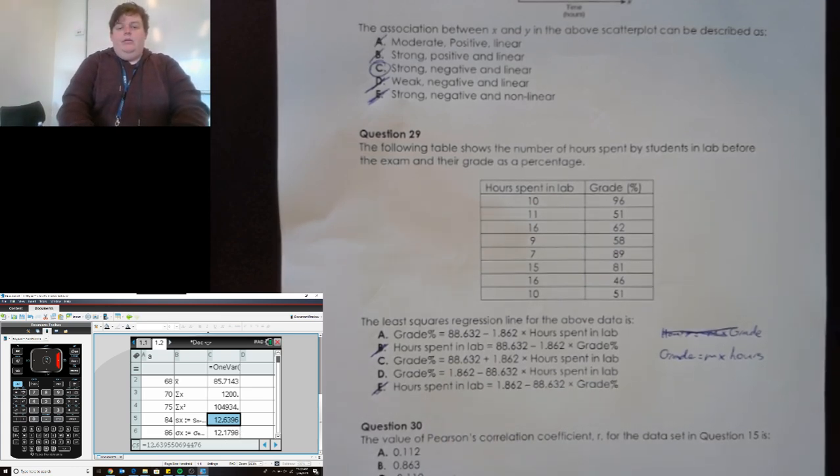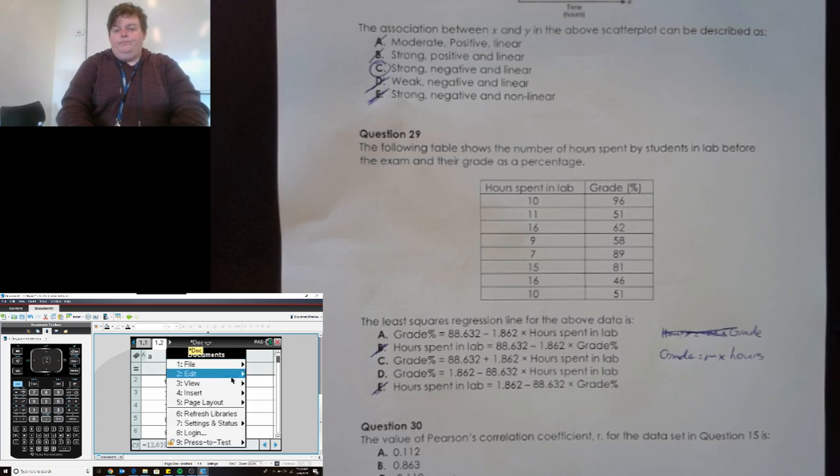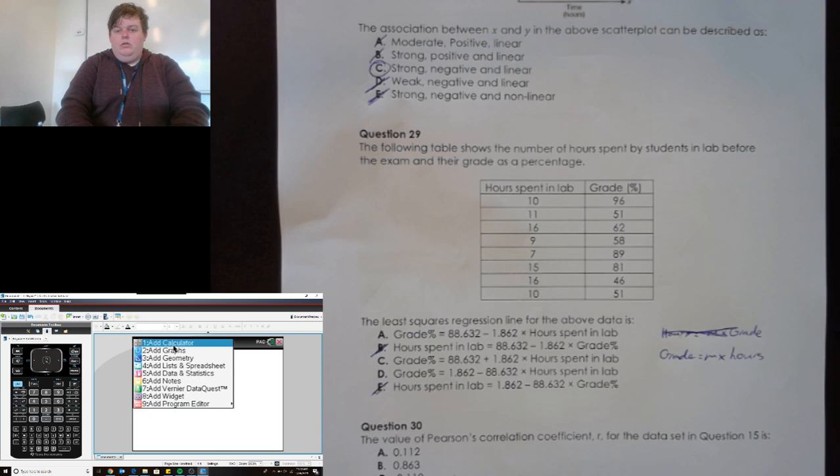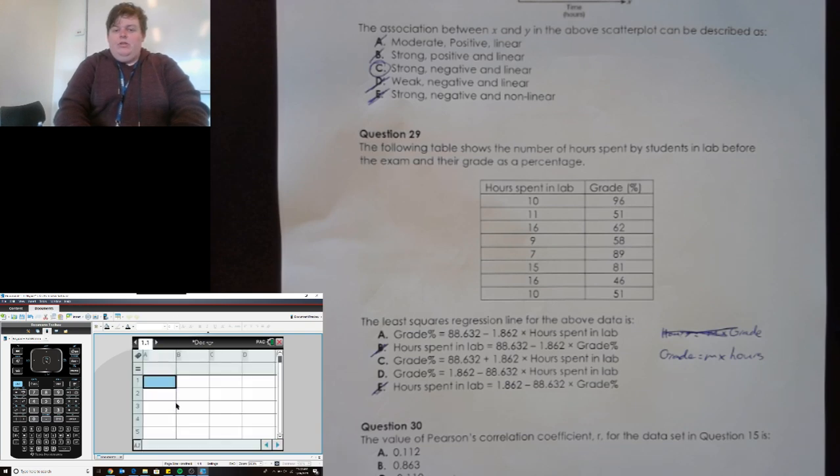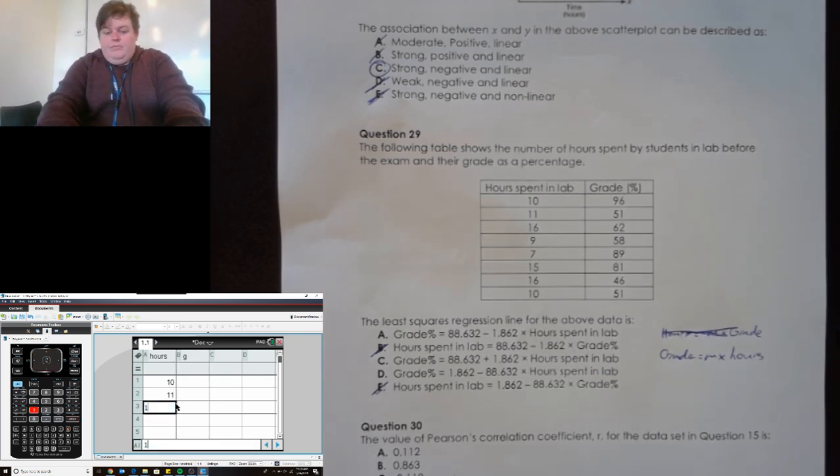So we'll open a new document with some spreadsheets, and we'll have H for hours, and we'll have G for grade. Give me a second to type in this data.